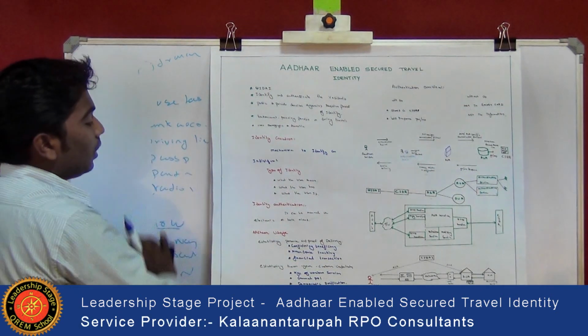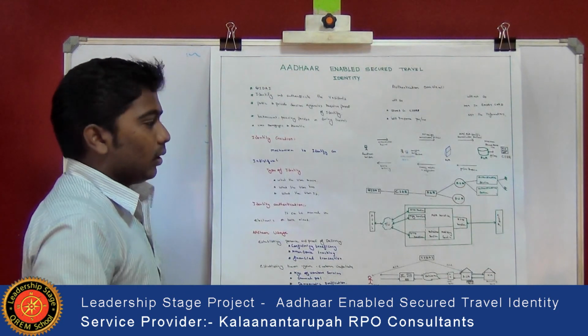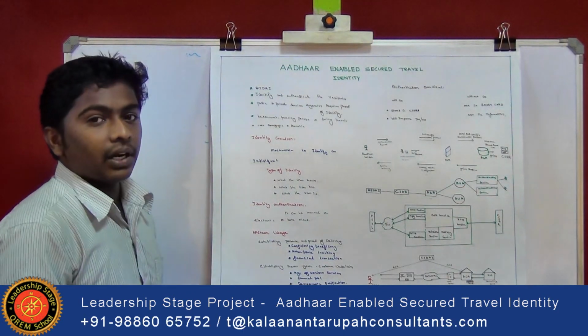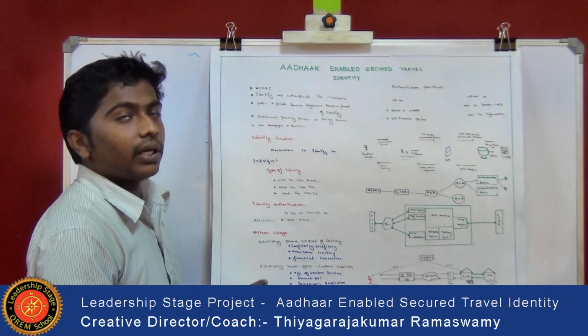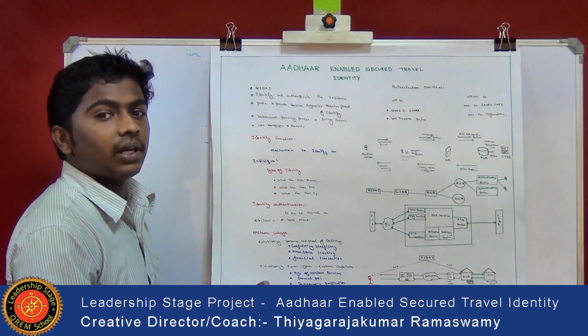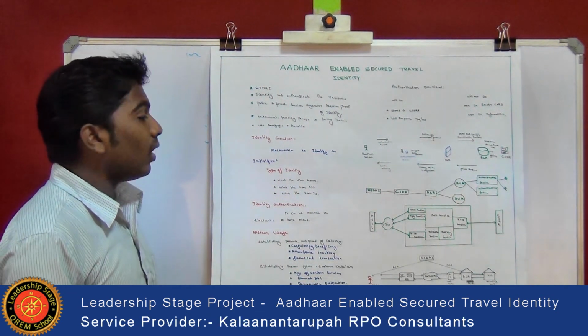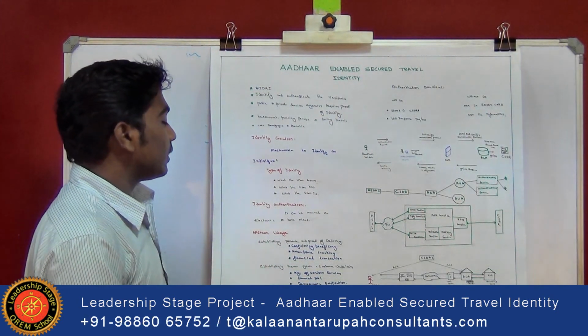And identity authentication is where the stored information and the individual's data are compared so that we can identify whether the person is an authorized person or not. This can be done manually or electronically.